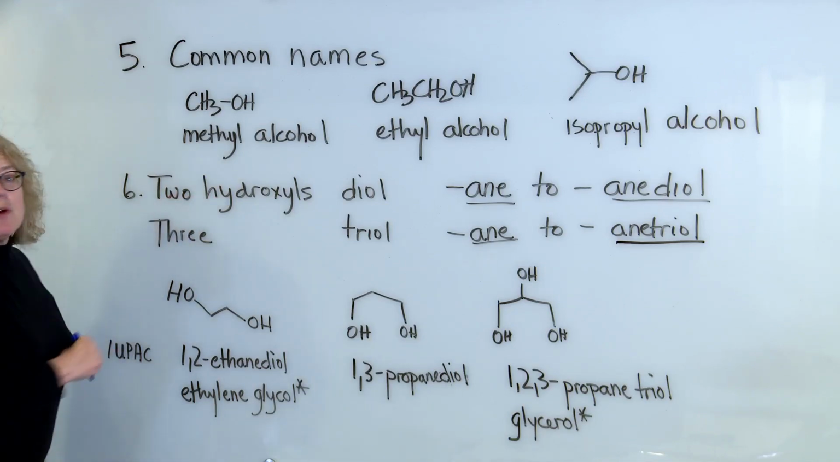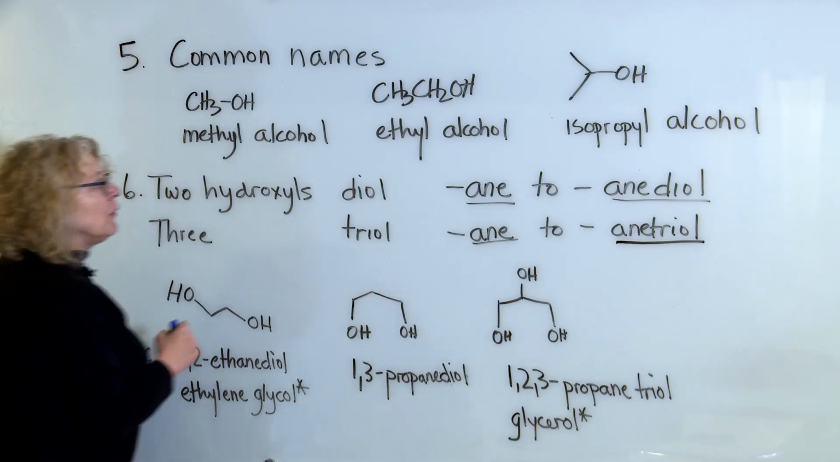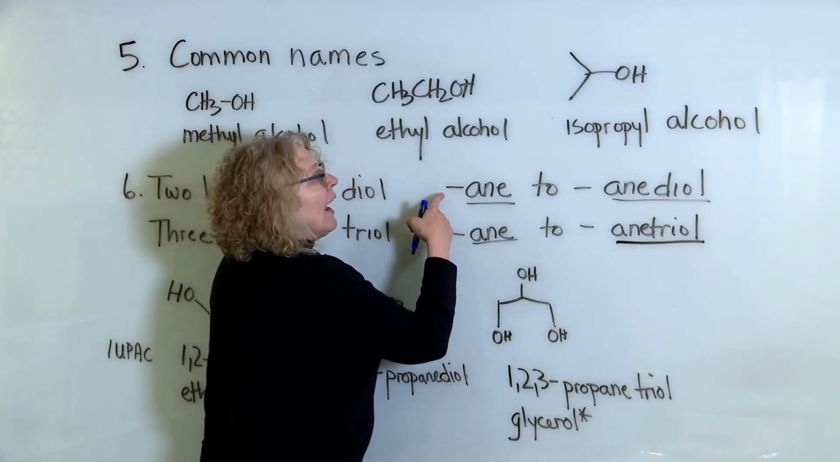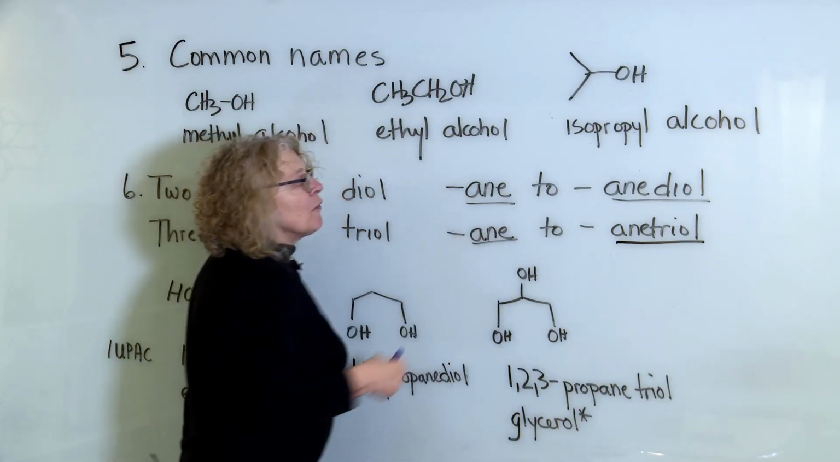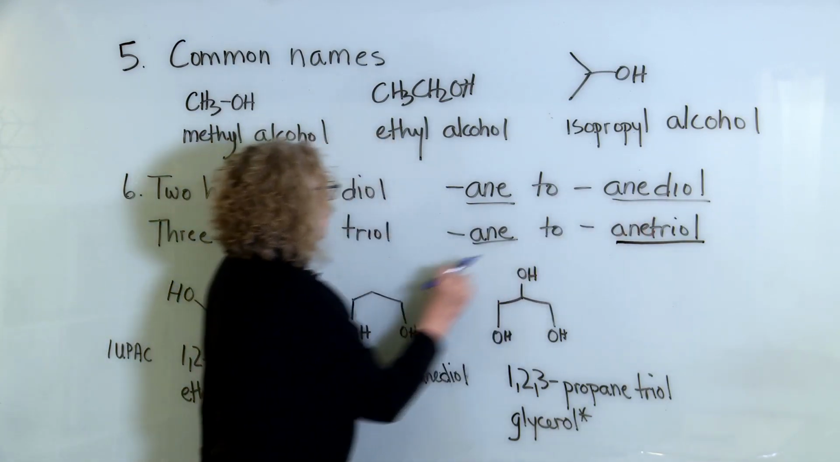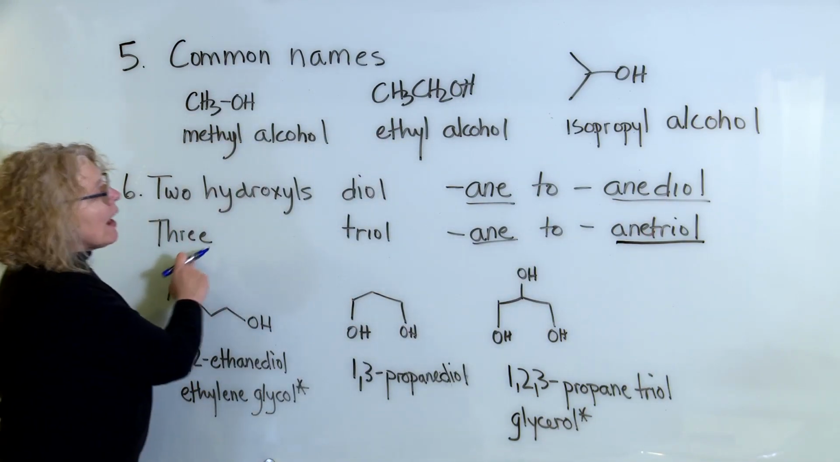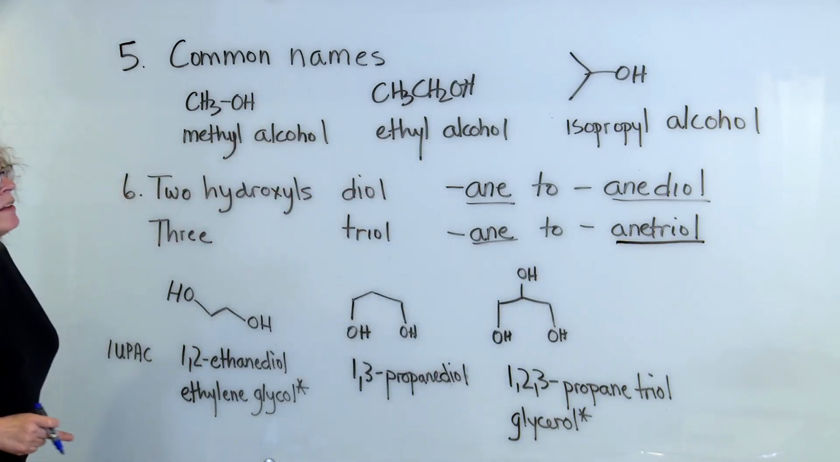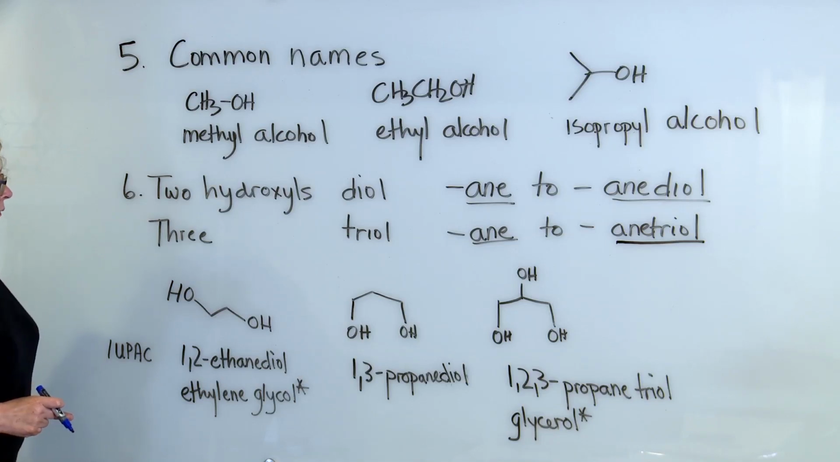If you have 2 hydroxyls, and there are lots of compounds that do, this is called a diol, and we change the ane ending of the corresponding alkane. We don't change it, actually. We just add the word diol. If you have 3 hydroxyls, you simply add the word triol to the end of the parent alkane.